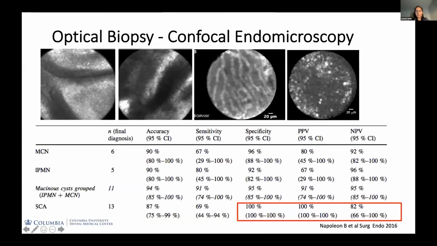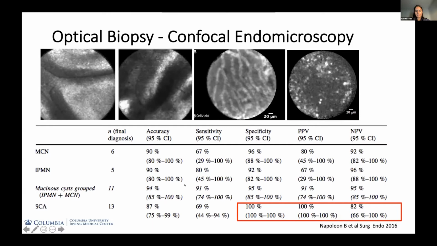So these are the actual images themselves. This is a mucinous cystadenoma with a very characteristic, what we think is the single cell lining of the ovarian stroma, versus the papillary lesion or feature of an IPMN. This is a very characteristic finding for serous cystadenomas, this sort of tree branch pattern. And then the white bright spots you see here are very typical of a pseudocyst.